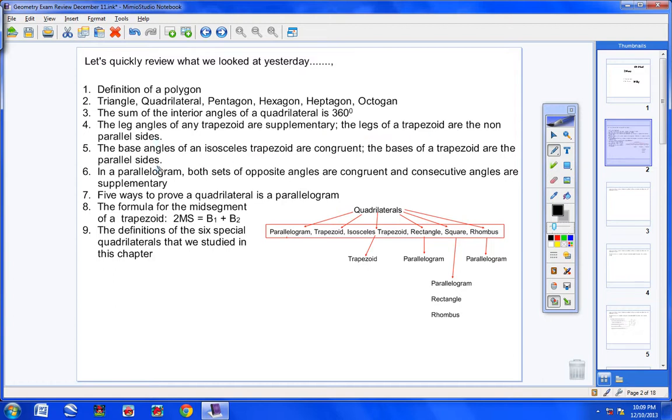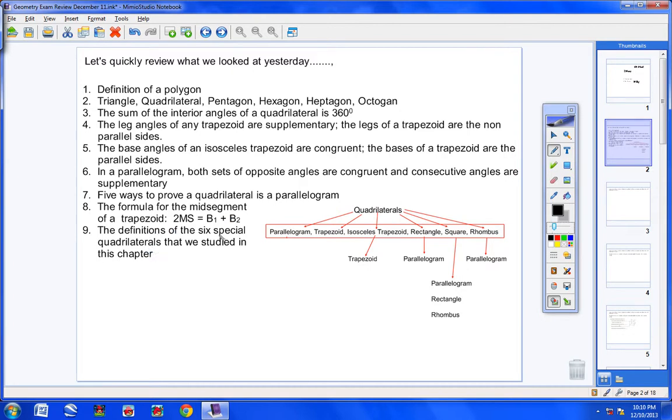You need to know the base angles of an isosceles trapezoid are congruent. And what are the bases? The bases of a trapezoid are the parallel sides. You need to know in a parallelogram, both sets of opposite angles are congruent, and you need to know that consecutive angles are supplementary. Number 7, know the 5 ways to prove that a quadrilateral is a parallelogram. Number 8, know the formula for the midsegment, which is 2ms equals b subscript 1 plus b subscript 2.